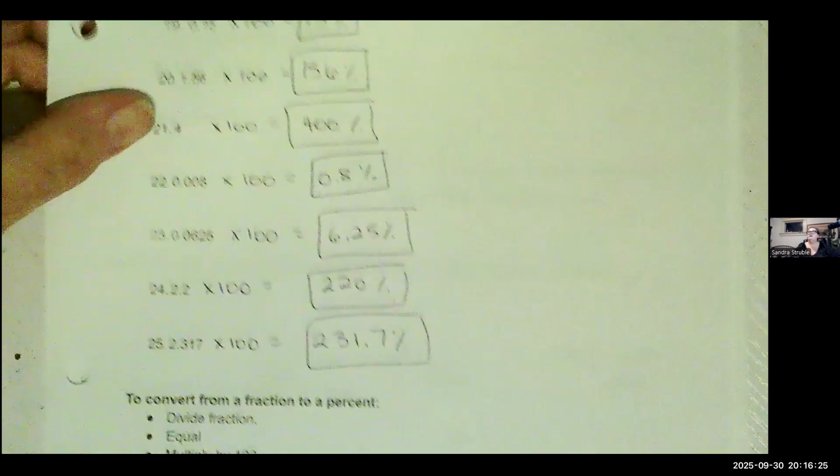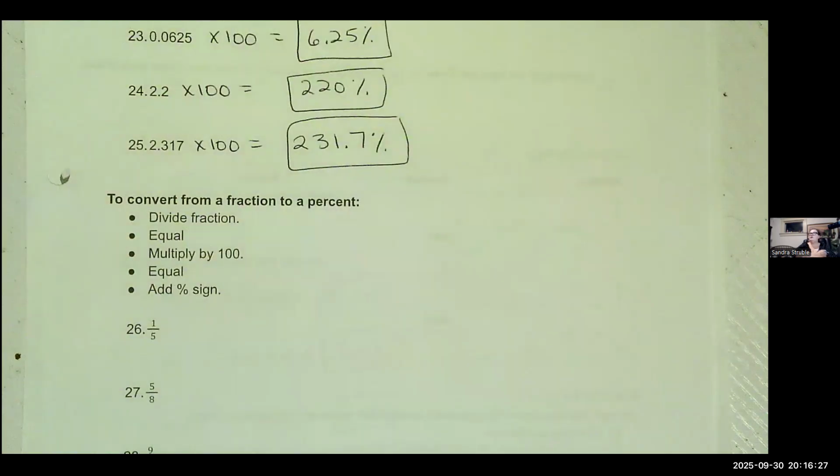All right. To convert from a fraction to a percent, this is easier than going the other direction, I promise you. And I gave you the exact steps to do. Divide the fraction, hit equal, multiply by 100, hit equal, and then add the percent sign.